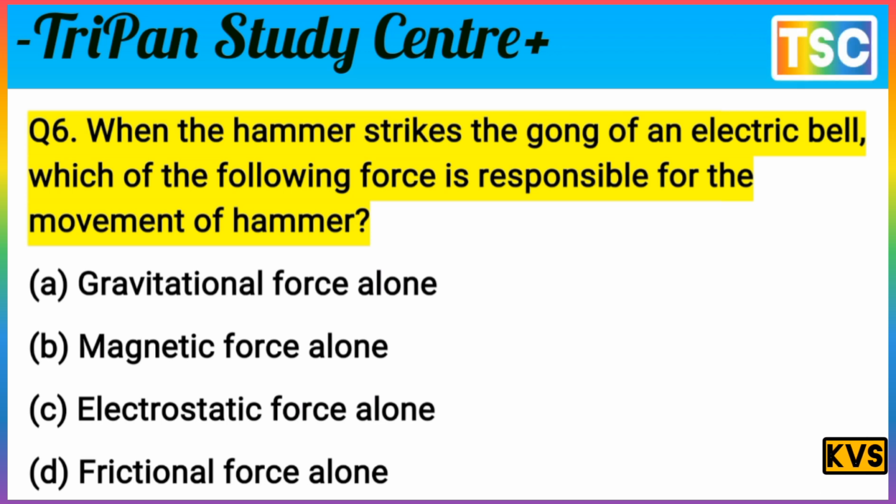When the hammer strikes the gong on the electrical bell, which of the following force is responsible for the movement of hammer? Hammer means the ringing here. A. Gravitational force alone. B. Magnetic force alone. C. Electrostatic force alone. D. Frictional force alone. That's an important question here.